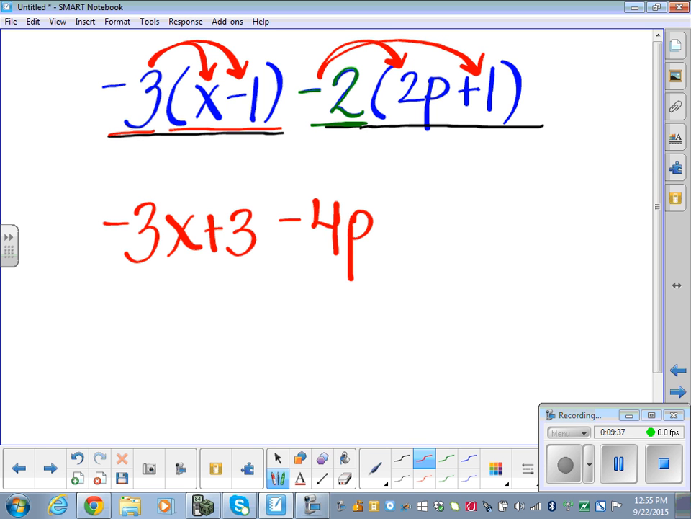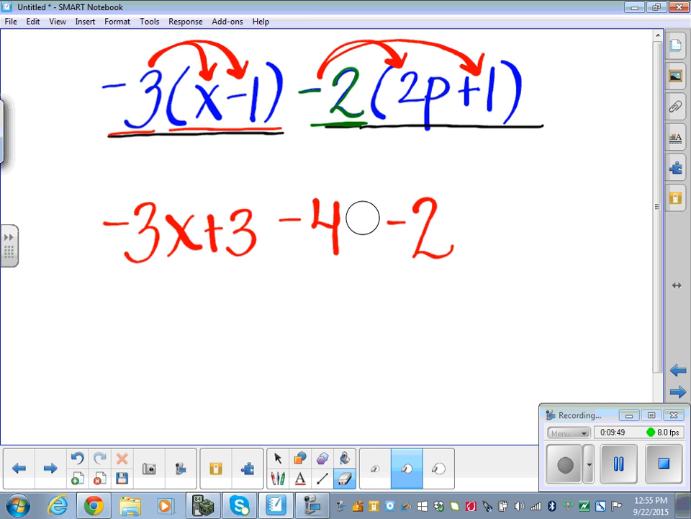-2 times +1 would be -2. So then from here, we'll combine all, and I wrote different variables. So I should have written an x instead of p's. My fault. When I wrote down the problem, I wrote that a little bit weird. So we had -4 x's, not p's.